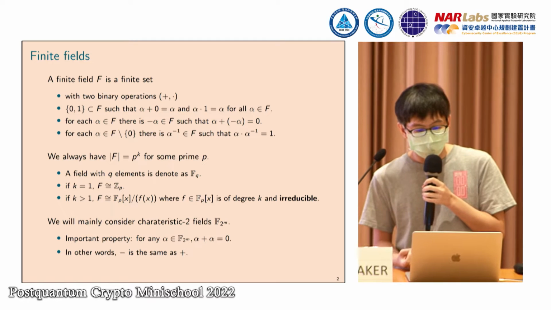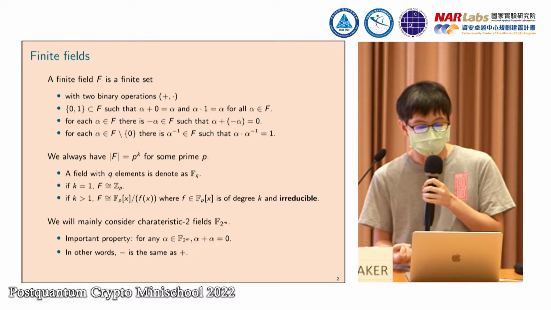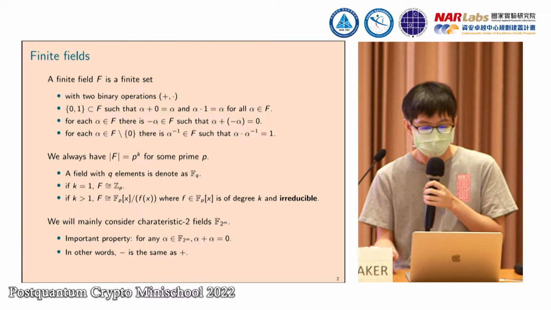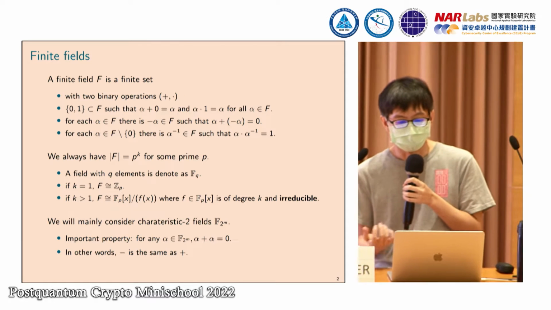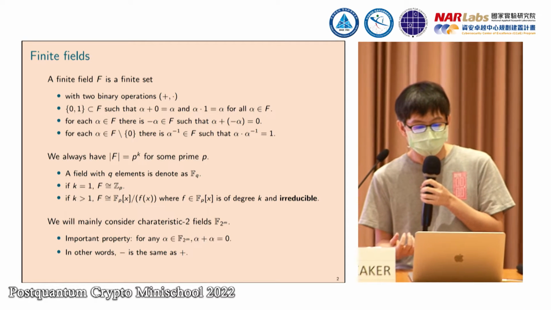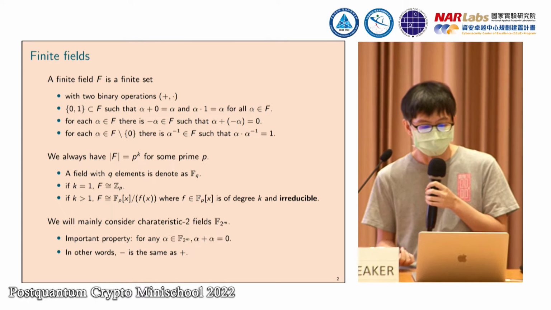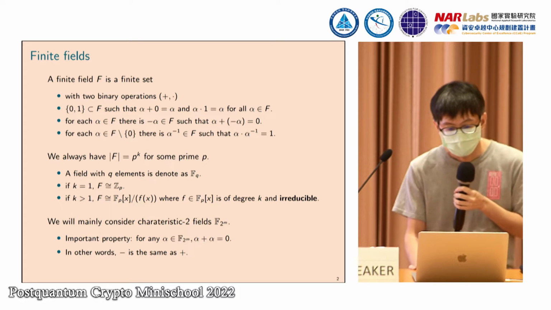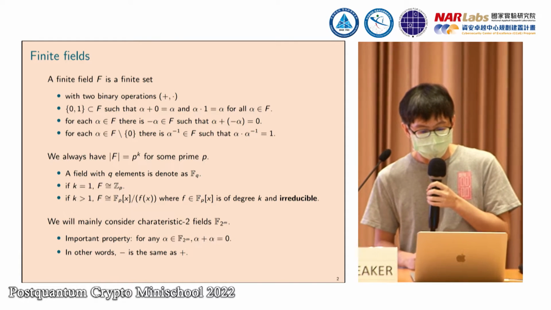And you also have an additive inverse. For each element, you can find an additive inverse, minus alpha, so that when you do alpha plus minus alpha, it becomes 0. For each non-zero element, you can find a multiplicative inverse, such that if you do alpha times alpha inverse, then you get 1.